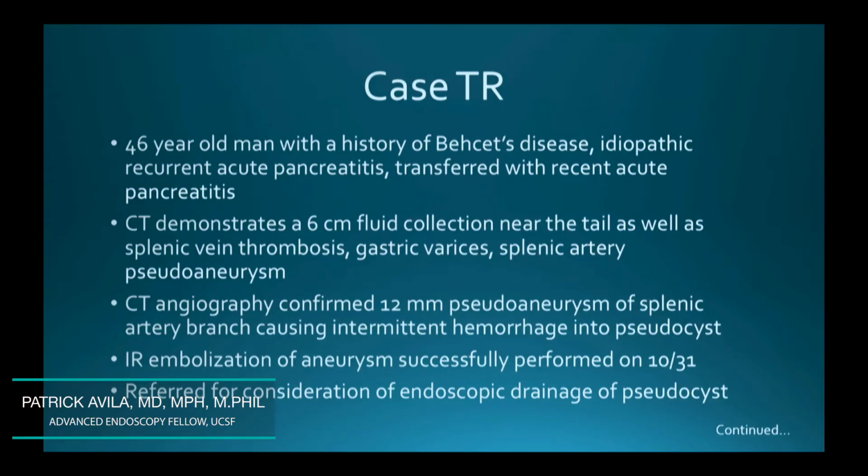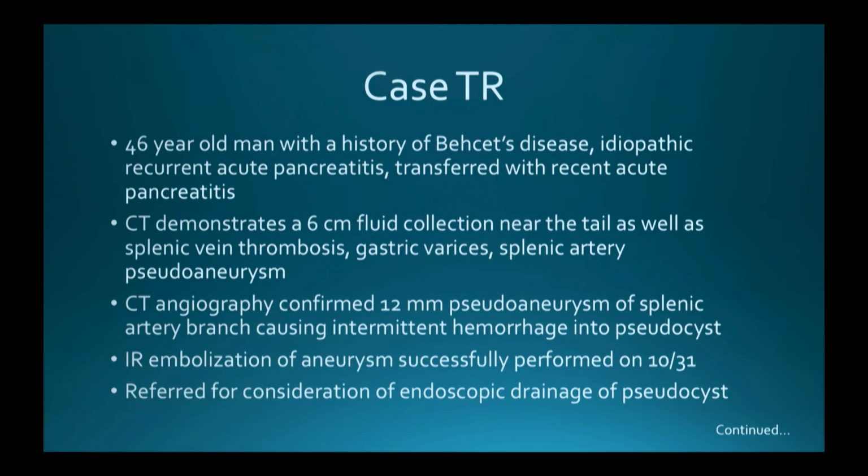This next case is a 46-year-old man with a history of Behçet's disease and acute recurrent pancreatitis who was transferred with recent acute pancreatitis. CT scan demonstrated a 6-centimeter fluid collection near the tail, as well as splenic vein thrombosis, gastric varices, splenic artery pseudoaneurysm.